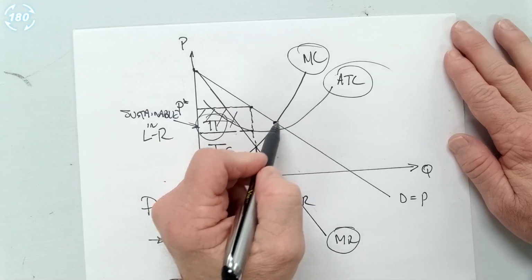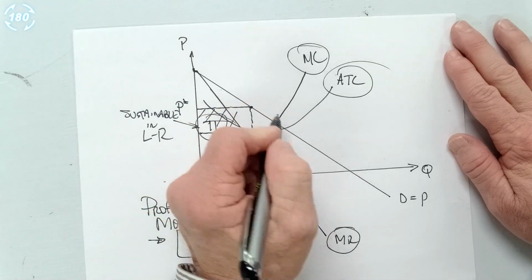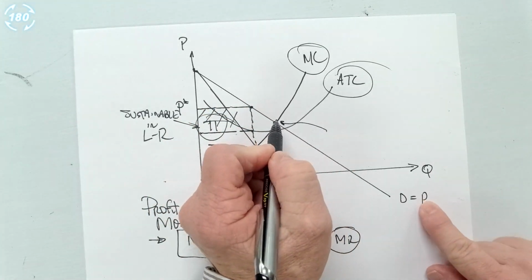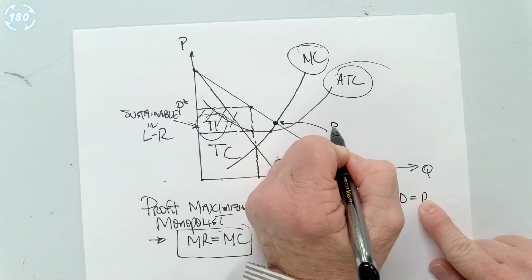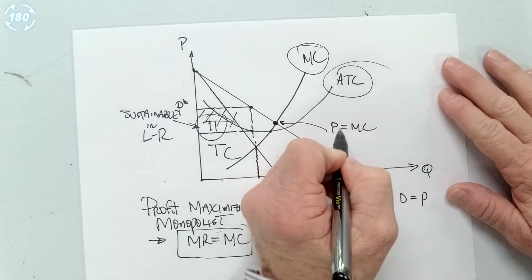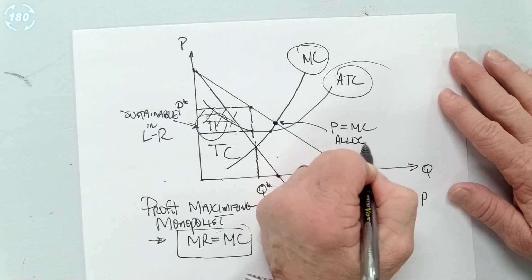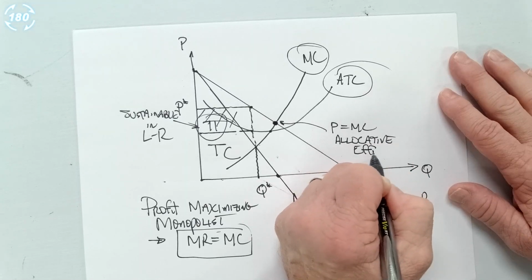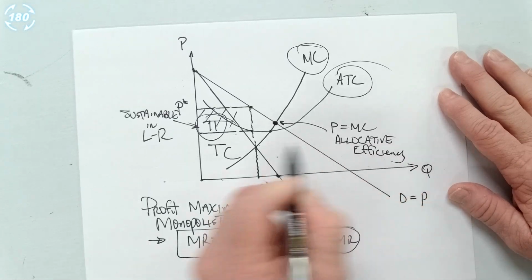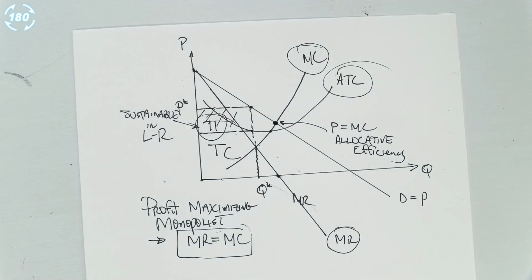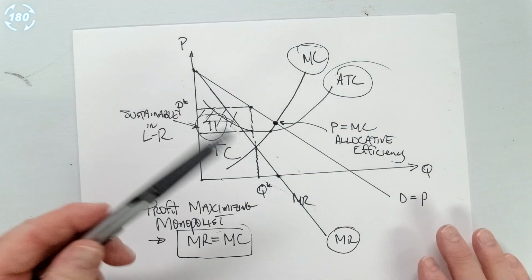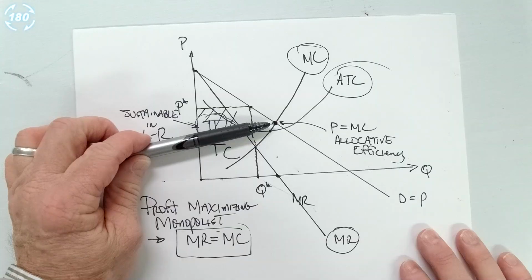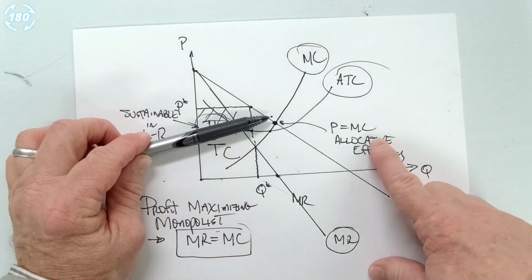It would be right here. Okay, so at this level here, price is equal to marginal cost. P equals marginal cost. Remember what you have there is called allocative efficiency. Remember that? If price equals marginal cost, we looked at this before with perfect competition, in perfect competition, you're going to wind up here. You're going to have allocative efficiency.